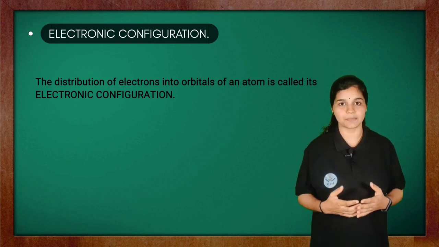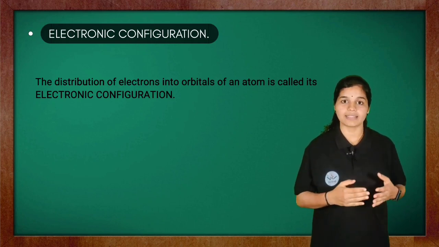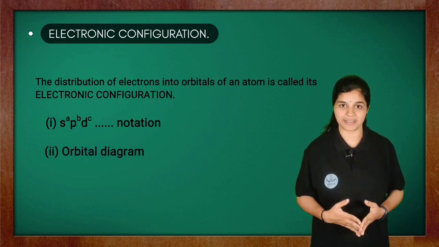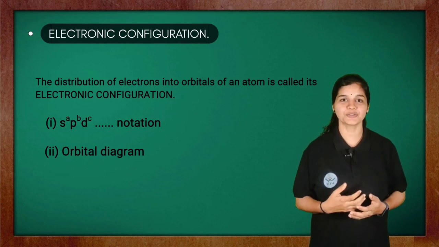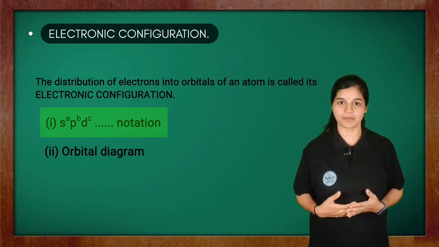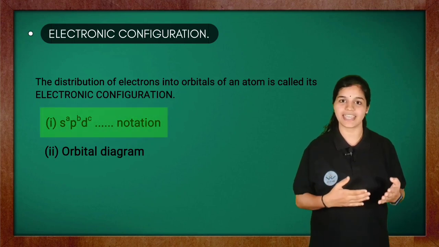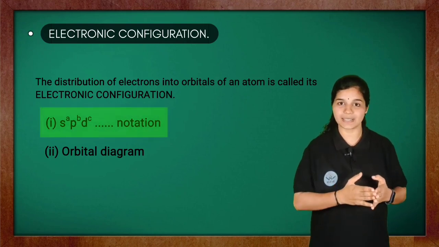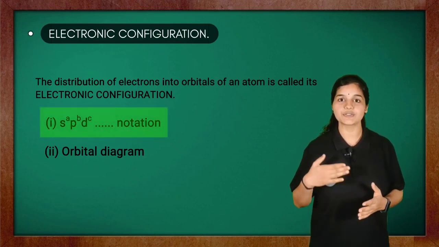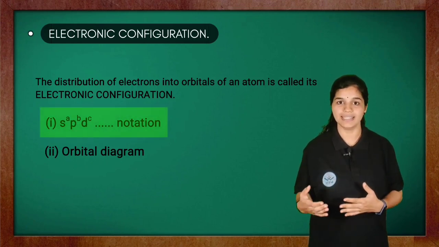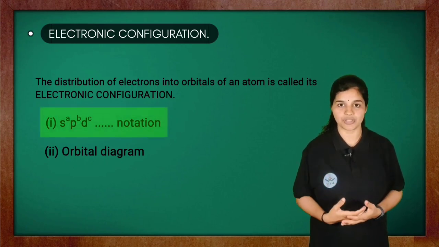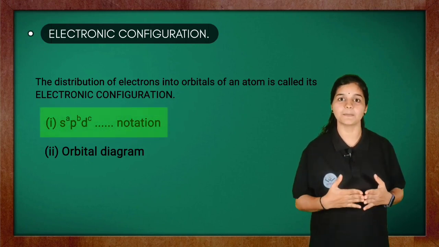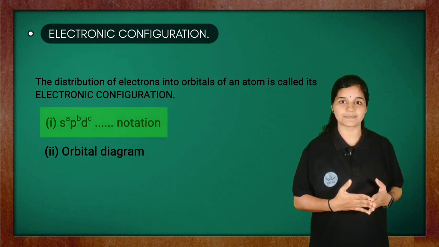Electronic configuration is represented in two ways: first is the s^a p^b d^c notation. Second is the orbital diagram. In this notation, the subshell is represented by the respective letter symbols, that is s, p, d, f, and so on. And the number of electrons present in the subshell is depicted as superscripts like a, b, c, etc. The similar subshell represented for different shells is differentiated by writing the principal quantum number before the respective subshell.